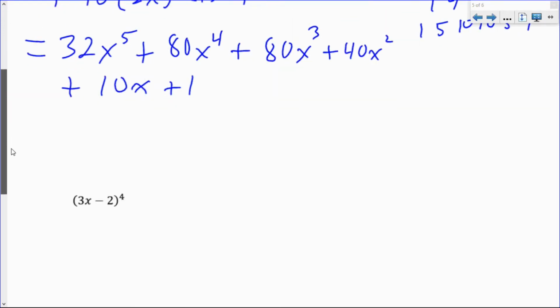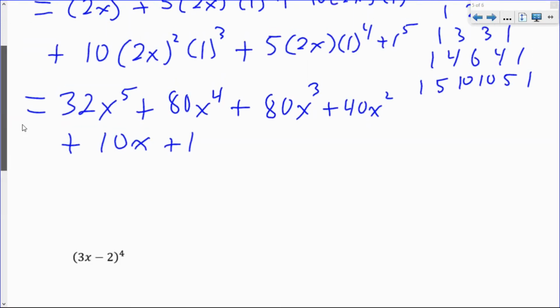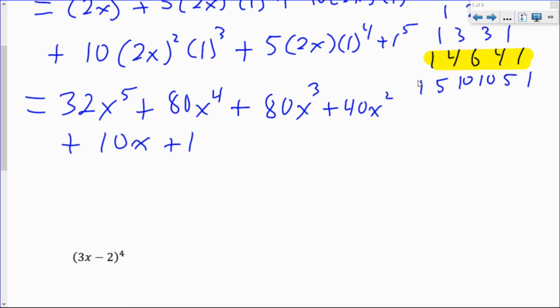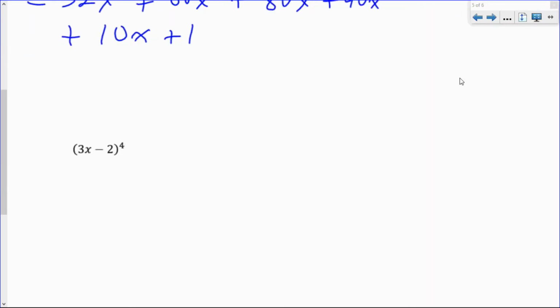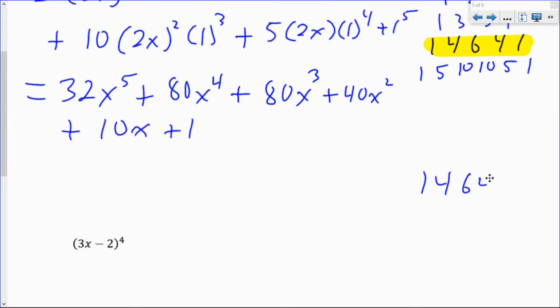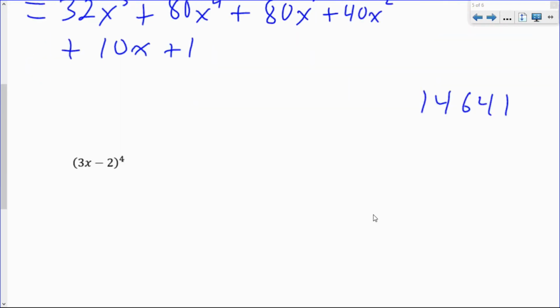How about (3x - 2) to the power of 4? So we've already got the fourth row of Pascal's triangle. There it is right there. Those are going to be the initial coefficients, like the number out front before you do the multiplication, before you simplify. So I'm going to use those numbers, 1, 4, 6, 4, 1, or 4 choose 0 all the way to 4 choose 4.